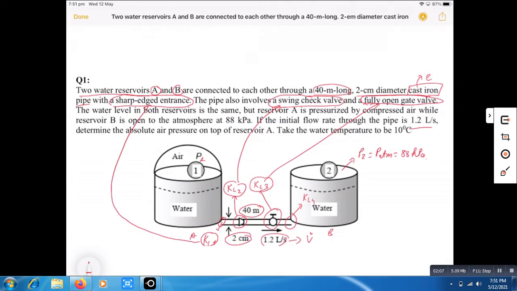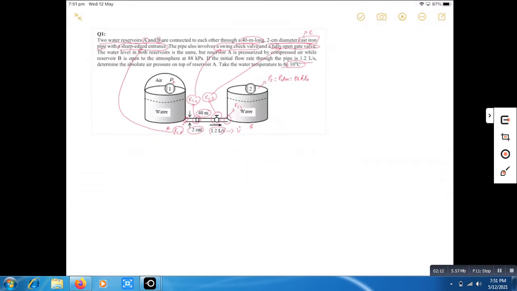Take the water temperature as 10. So now, how to find pressure? In internal flow, we have three equations: mass conservation, energy equation, and momentum equation. In this question, we don't have force, so no momentum equation. In mass conservation we don't have pressure, so only the energy equation. To find P1, you have to apply the energy equation.